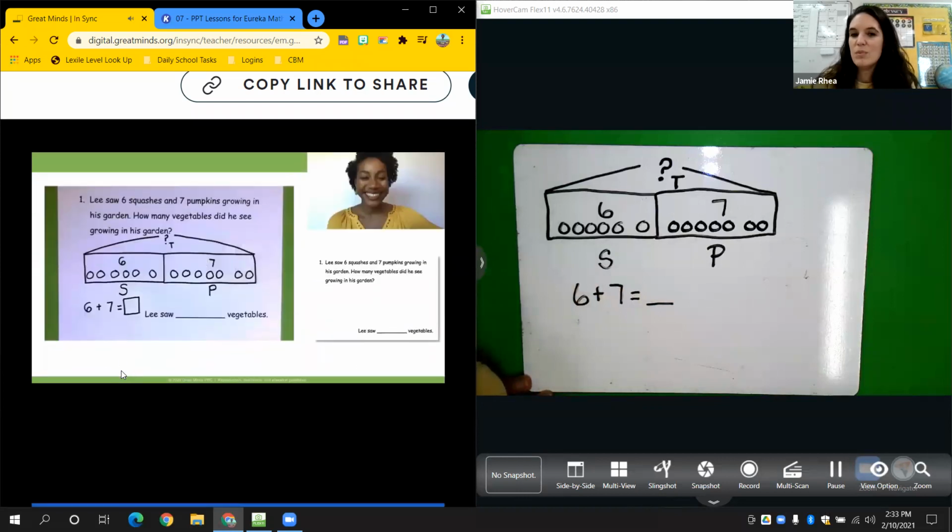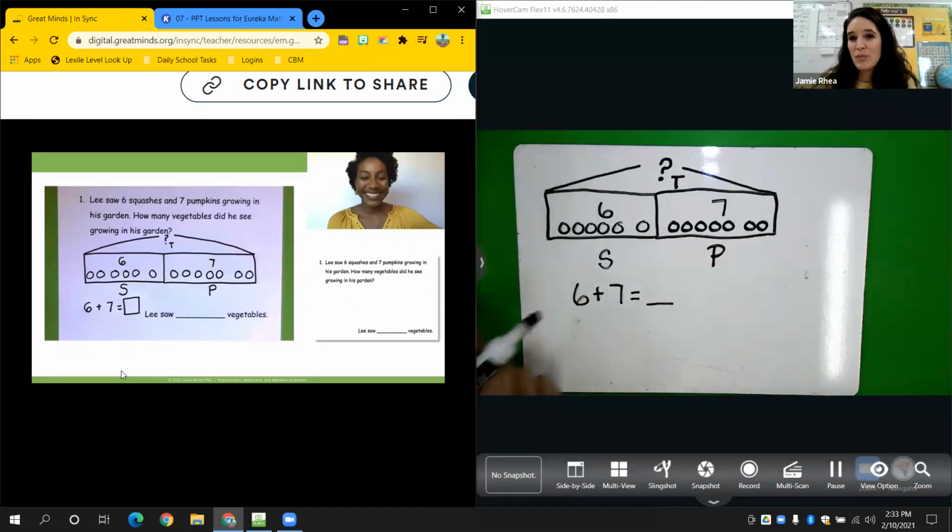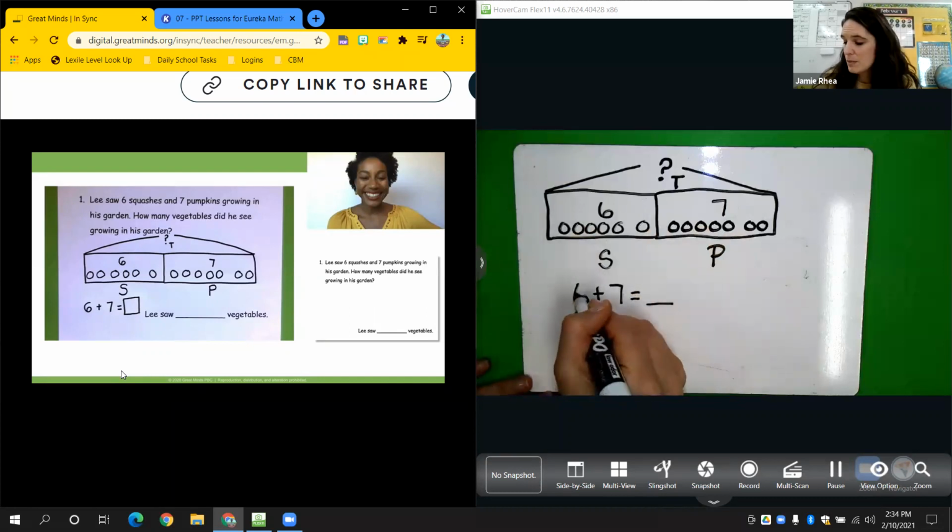Okay, so how can we solve 6 plus 7? We have lots of strategies, guys. We know how to do this. We can count on, we can make a 10, we can draw it out, but we've already drawn it out. So let's go ahead and make a 10. So I know that 7 is the closest number to 10. So how many more do I need to make 7? 3. And where am I going to get the 3? From my 6. So I'm a number bond.